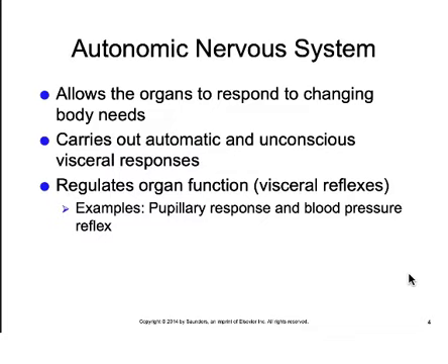The two subdivisions of the autonomic nervous system are the sympathetic and the parasympathetic division. And the sympathetic division is designed to prepare the body to deal with a threat situation, whereas the parasympathetic division is designed to prepare the body for everyday maintenance.